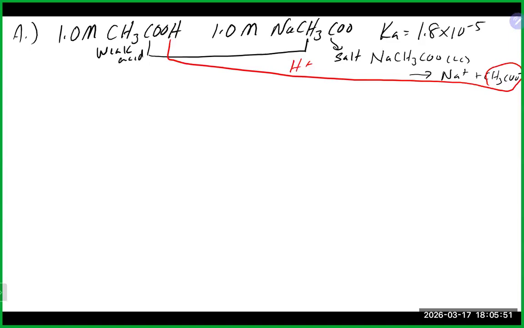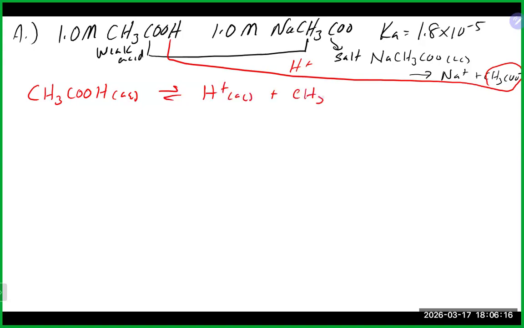So once you recognize this, it is a buffer problem. You can go directly into the Henderson-Hasselbalch equation. If you wanted to do an ICE table, you could also do that like we talked about before. So just to show you, if you chose to do the ICE table, as I mentioned a second ago, it is only the weak acid that's going to set up that equilibrium in solution.